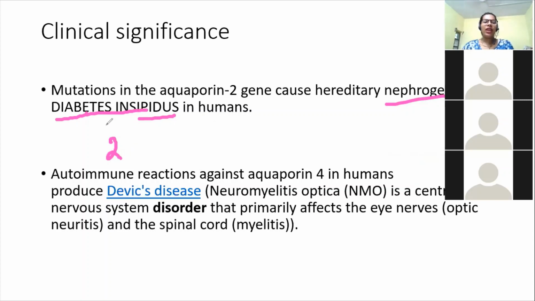So we now know that if any mutation happens in the aquaporin, it is going to cause diabetes insipidus. Now, if there is an autoimmune disease, it causes Devic's disease, which is nothing but neuromyelitis optica. It affects the nerves of the eyes and the spinal cord. We were just talking about water transportation here, but the moment anything happens to these channels, you can see the genetic, congenital, hereditary problems that will be there. Aquaporins and diseases of the optic nerve, these are kinds of mutation which are happening.